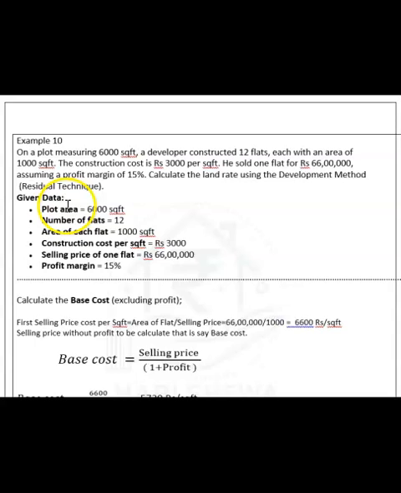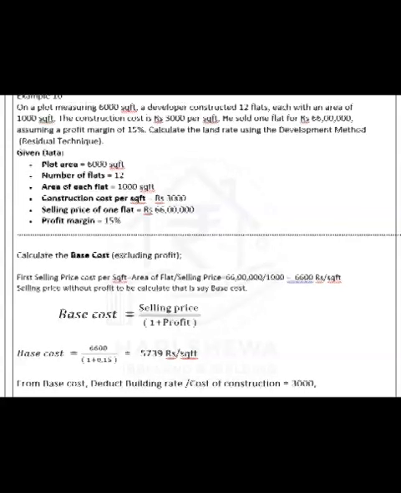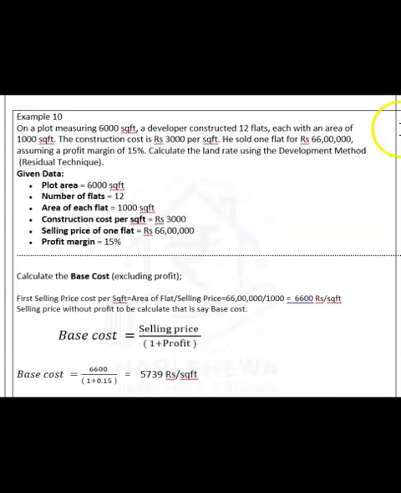First, write the data. Plot area 6,000 square feet, number of flats 12, area of each flat 1,000 square feet, construction cost per square feet is 3,000. Selling price of one flat is 66 lakhs. Profit margin is 15%. First, we have to calculate the selling price per square feet. Here, one flat is selling for 66 lakhs for 1,000 square feet. So, selling price per square feet comes 6,600 rupees per square feet.